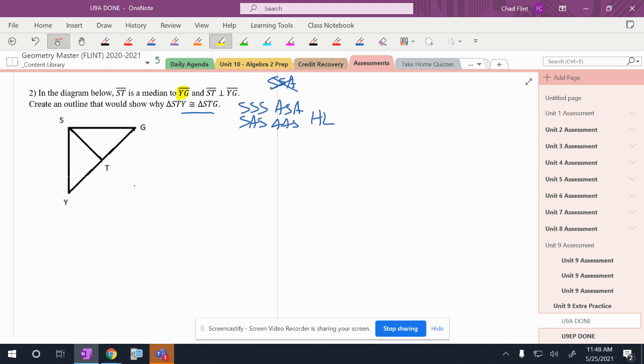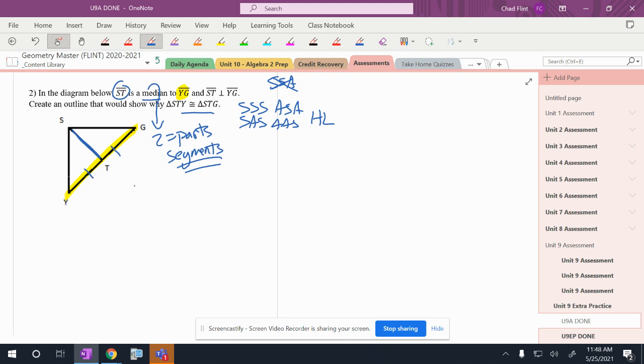So I've got a median to YG. All right, so there's a median coming over and smacking that thing. All right, so ST is a median. That means 2 equal parts. All right, I saw a lot of confusion with, does it make angles? Does it make sides? It makes segments. All right, it doesn't cut the angle in half. It doesn't make right angles. It cuts a side in half. So those 2 are equal.